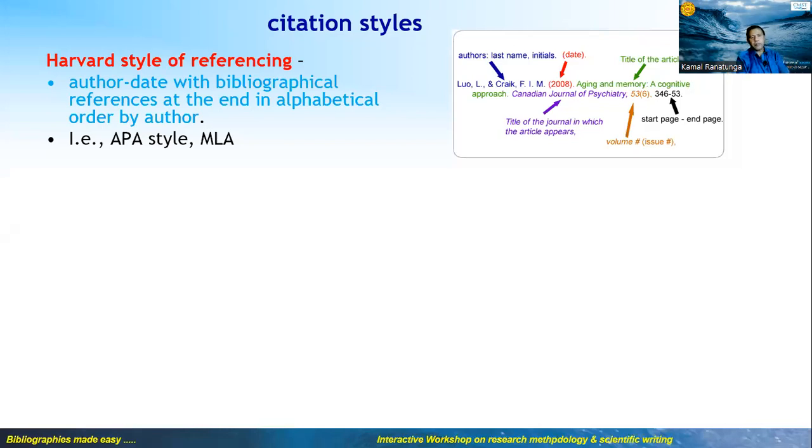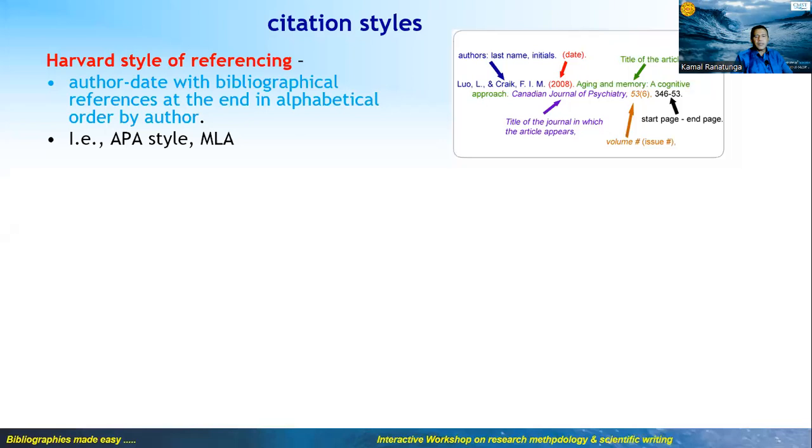And that's where we actually need to use software to do these kinds of things, right? So anyway, now let's talk about the citation styles. Though we talk about so many different versions of citation styles, in reality, overall, there are three kinds of citation styles. There are only three versions, right?